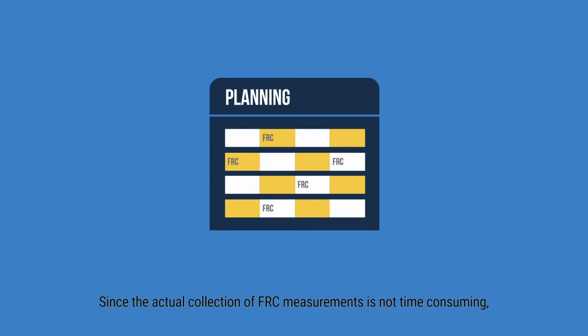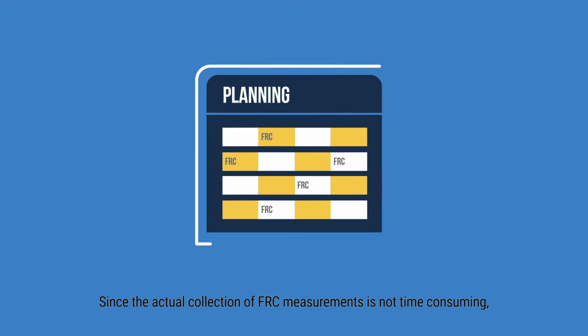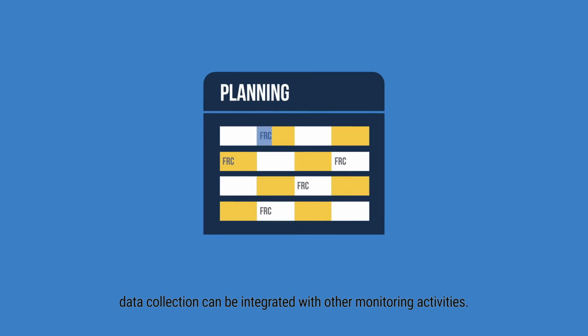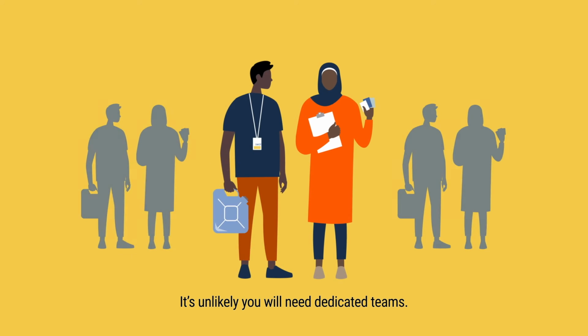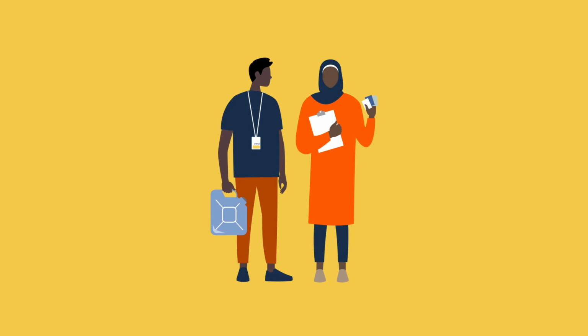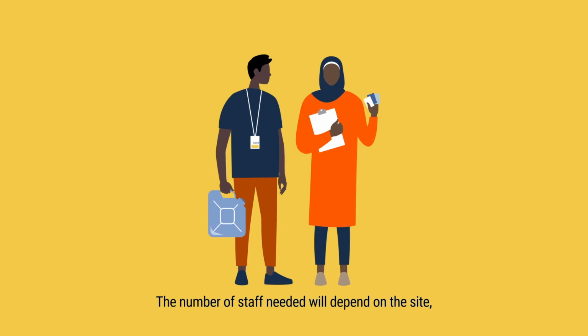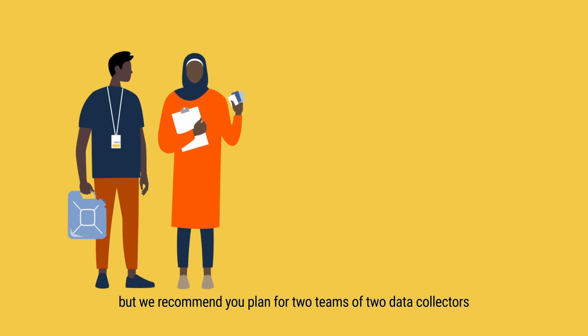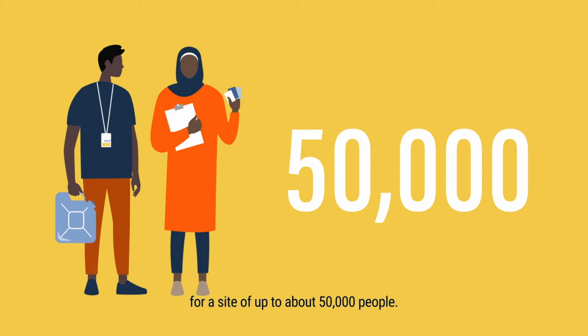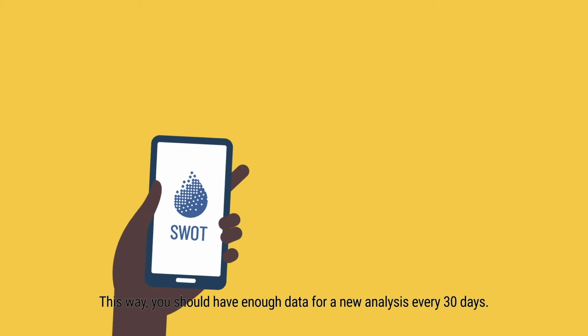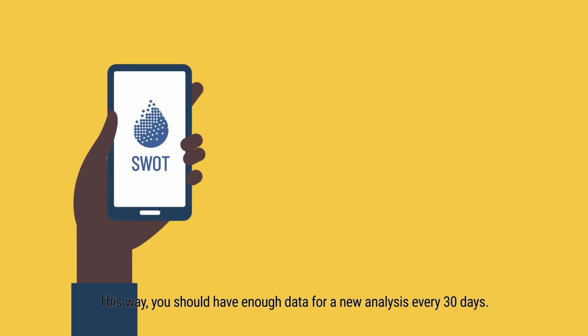Staff. Since the actual collection of FRC measurements is not time-consuming, data collection can be integrated with other monitoring activities. It's unlikely you will need dedicated teams. The number of staff needed will depend on the site, but we recommend you plan for 2 teams of 2 data collectors for a site of up to about 50,000 people. This way you should have enough data for a new analysis every 30 days.